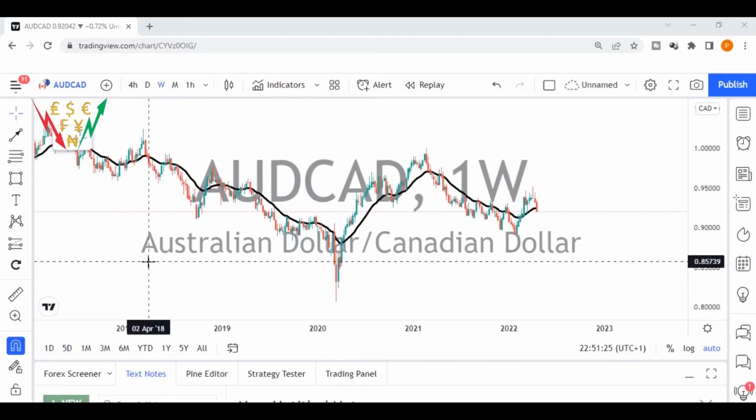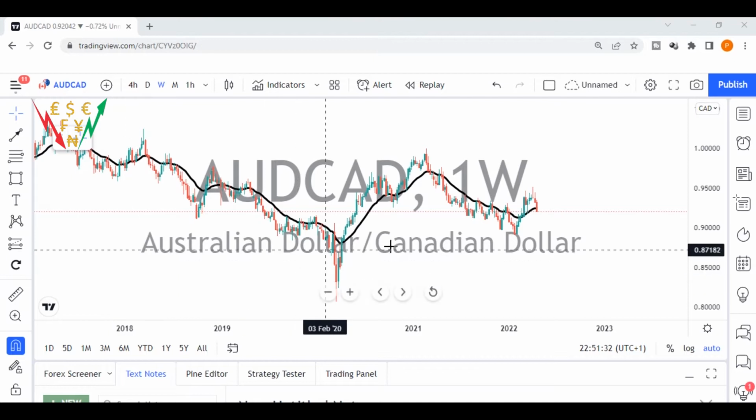Weekly forex market analysis with Millionaire Logistics. So guys, let's look at the Australian dollar against the Canadian dollar. That's the Aud Cad, right? The Aud Cad weekly chart.